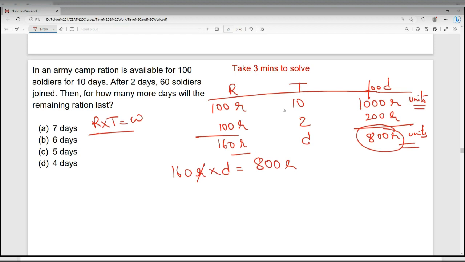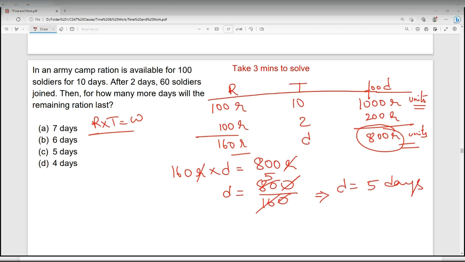And R and R we cancel, and then D is equal to 800 divided by 160. This is 5. So D is equal to 5 days. So it will remain for another 5 days. I hope you have understood this question. If you have any doubts, please ask.